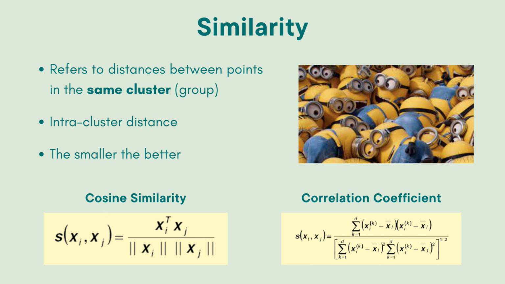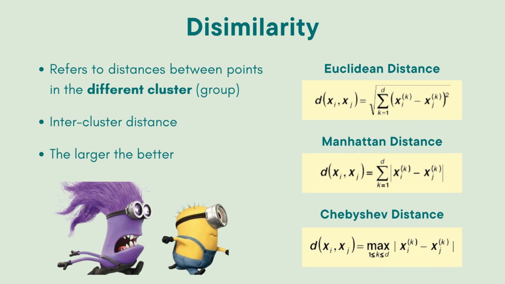similarity and correlation coefficients. Next, dissimilarity refers to the distances between points in different clusters, or we might call it inter-cluster distance. Unlike the intra-cluster distance, for inter-cluster distance, we would like to get the largest possible distance, and we can measure the distance through Euclidean distance, Manhattan distance, and Chebyshev distance.